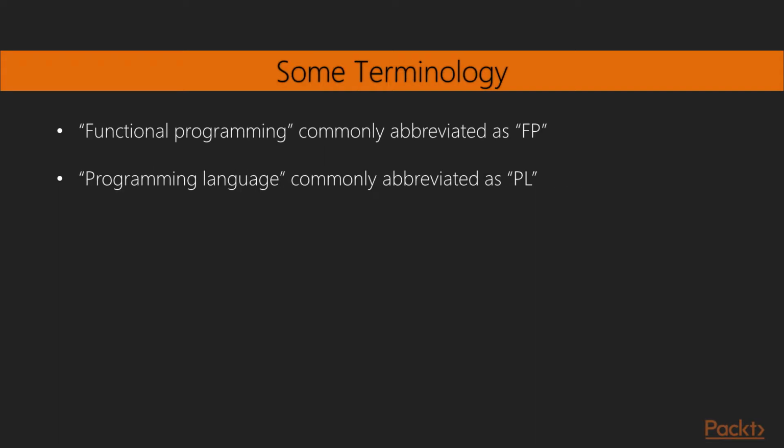We've already seen one abbreviation, namely FP, which is short for functional programming. Another abbreviation we will see a lot in the literature is PL for programming language. Both terms will be repeated many times and both are rather a mouthful to use, so we'll start abbreviating them right away. Other terms will crop up along the way and we'll define them as we encounter them.